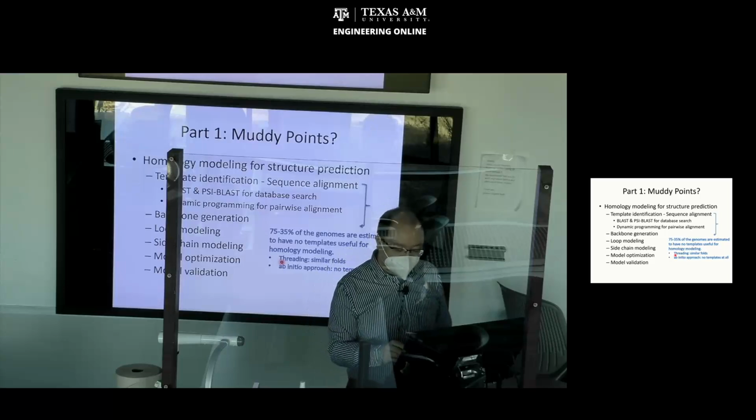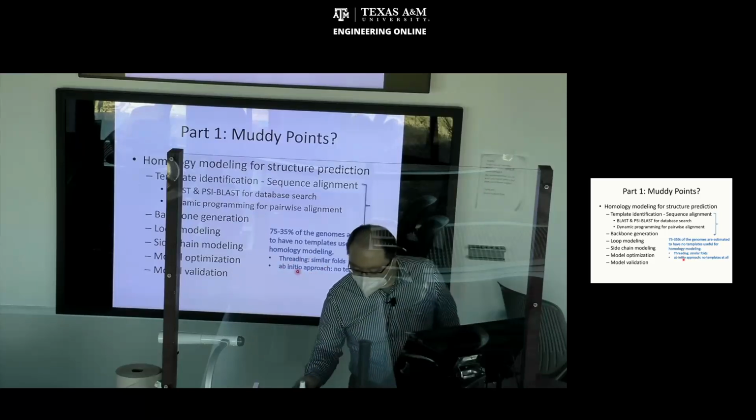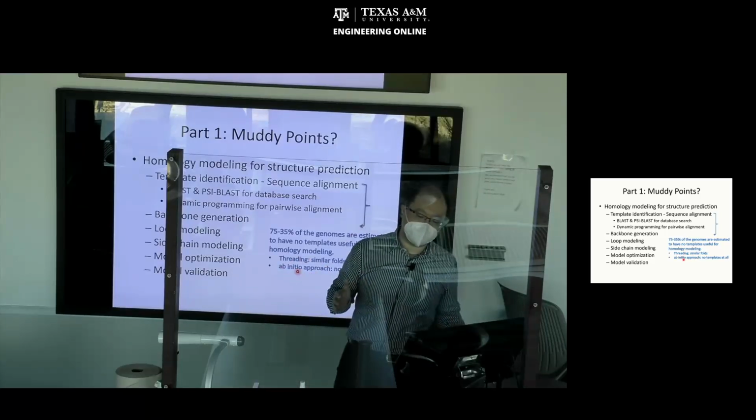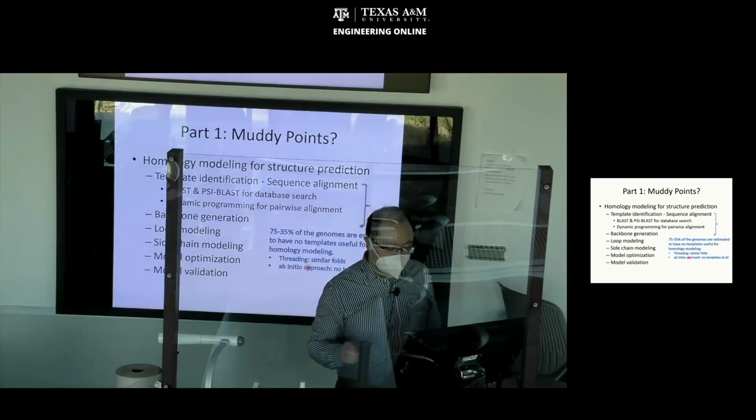When you are in the ab initio, when you are in the midnight zone, when the sequence similarity in the most optimistic case is so low, then you probably cannot use a template at all, and you have to use an ab initio approach.